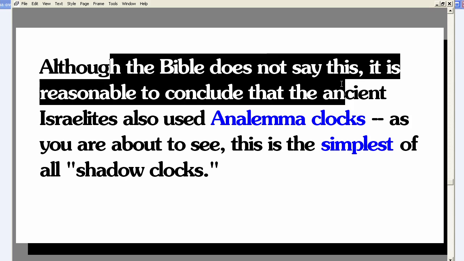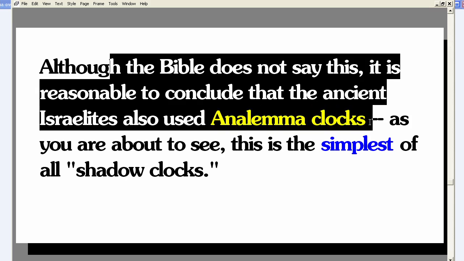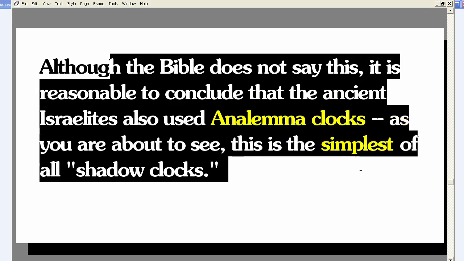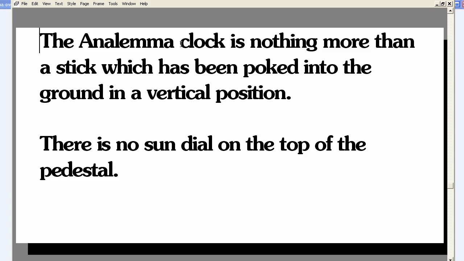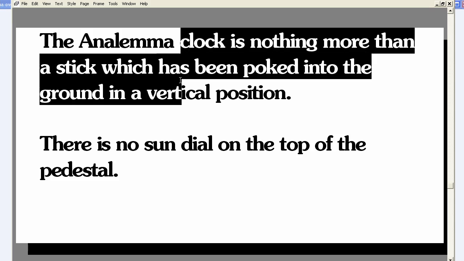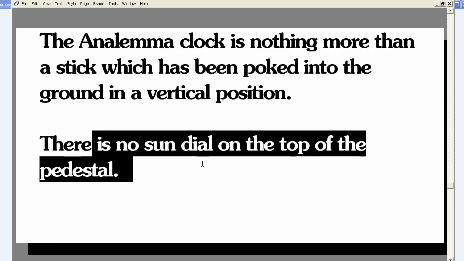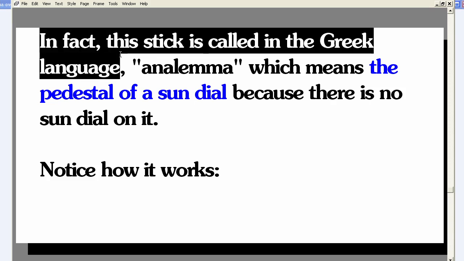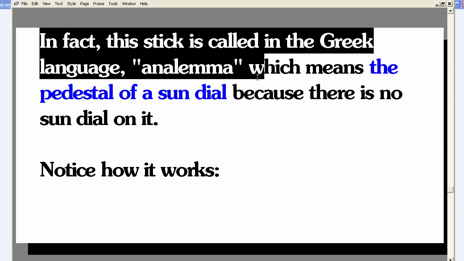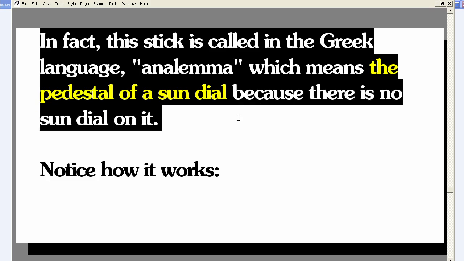Although the Bible does not say this, it is reasonable to conclude that the ancient Israelites also used Analemma clocks. As you are about to see, this is the simplest of all shadow clocks. The Analemma clock is nothing more than a stick which has been poked into the ground in a vertical position. There is no sundial on top of the pedestal. In fact, this stick is called in the Greek language analemma, which means the pedestal of a sundial, because there is no sundial on it.